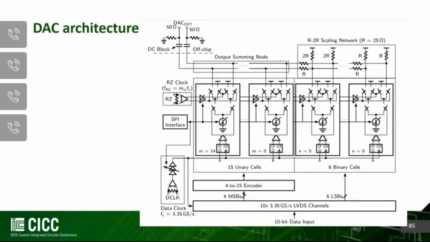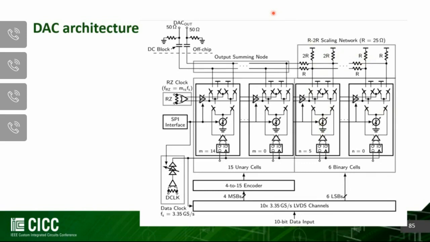So here is the architecture, starting from the bottom. They divide the 10 bits into a 4-bit MSB thermometric segment and a 6-bit binary LSB segment. So you can see here the R2R network, and these are all the same.